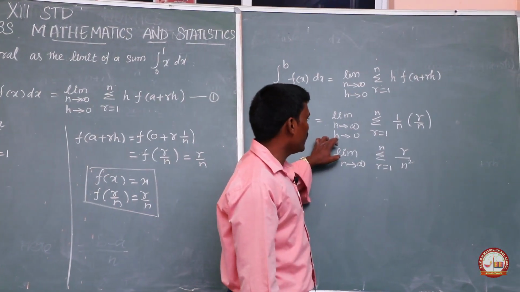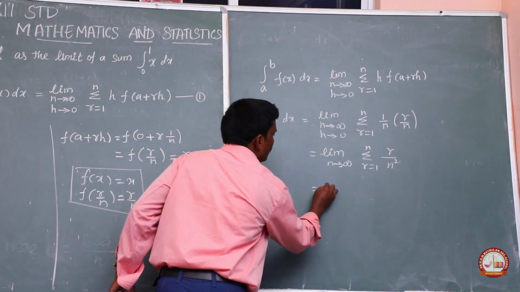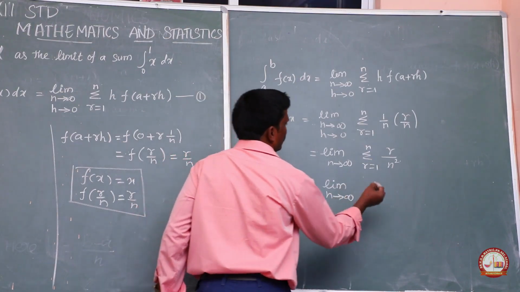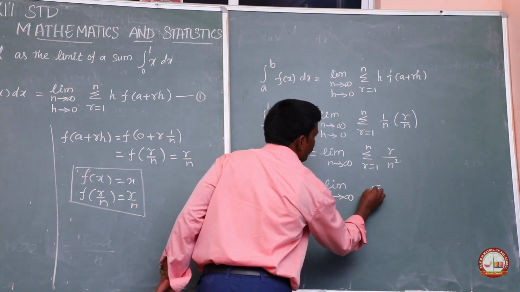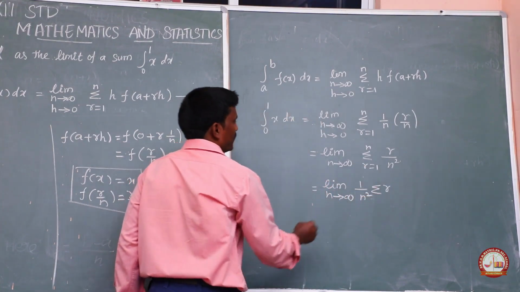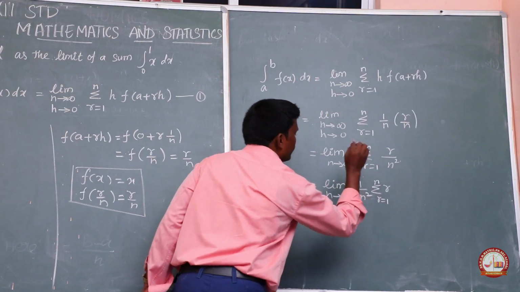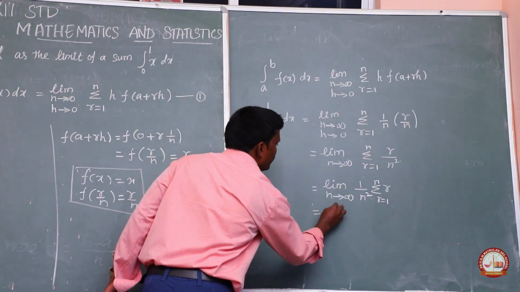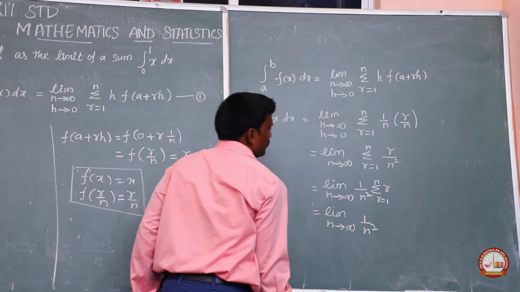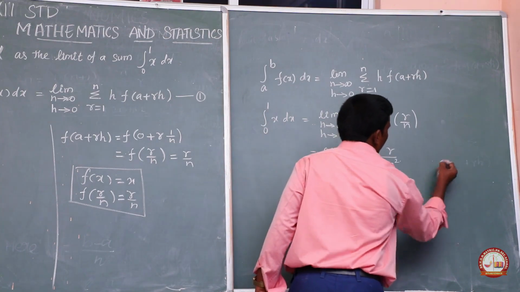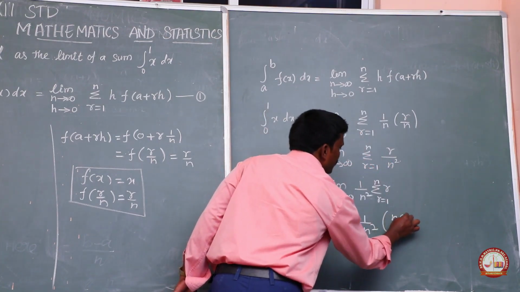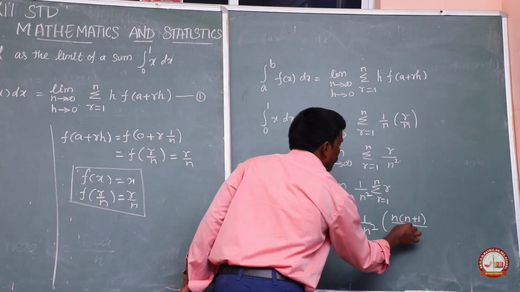There is no whole value of h, therefore remove h. Limit n tends to infinity, summation of r, take the common term out: 1 by n square, summation r equal to 1 to n, equal to limit n tends to infinity 1 by n square. We know the formula, summation of r equal to 1 to n of r is n into n plus 1 by 2.